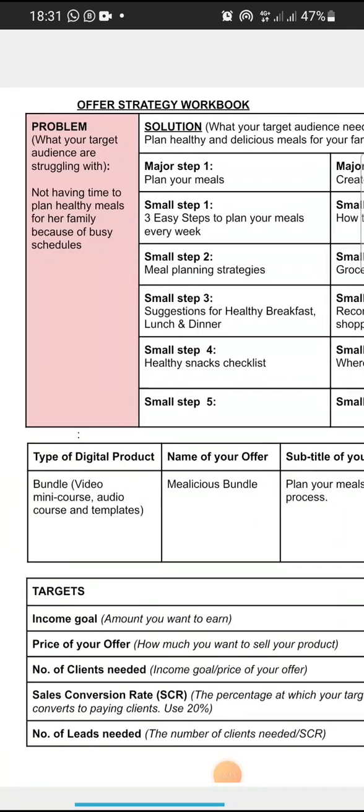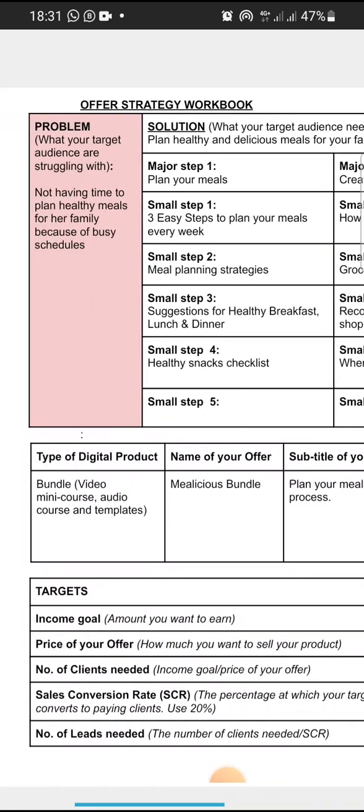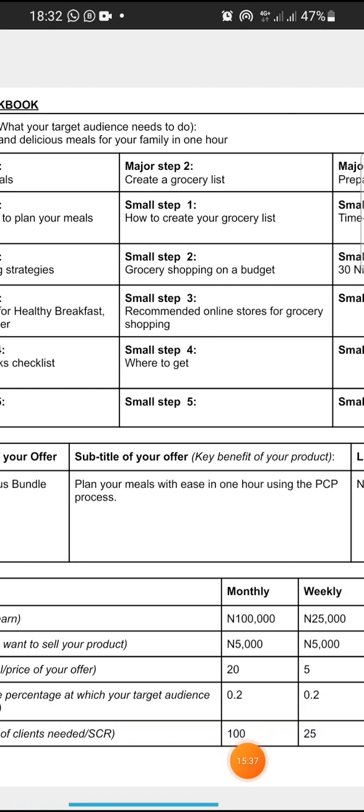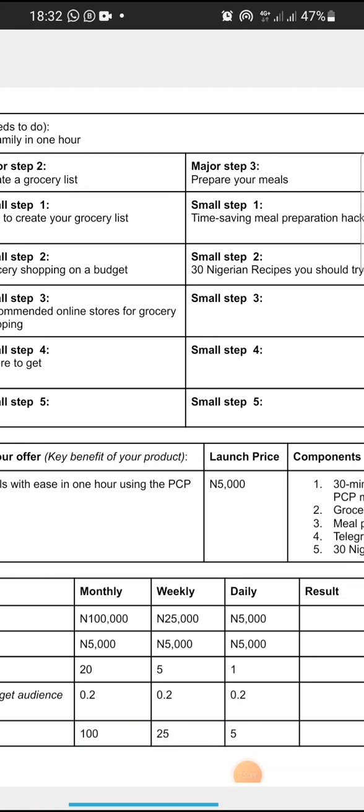Then the next thing is sales conversion rate. So this refers to the percentage at which your target audience or your followers or subscribers convert to paying clients. So most marketing experts advise to use 20%. Some say 30. But when you're just starting out, you can use 20. And as time goes on, you will know your actual conversion rate. So for now, you can just use 20. And when you divide 20 by 100, you're going to get 0.2. So everybody can use this 0.2.